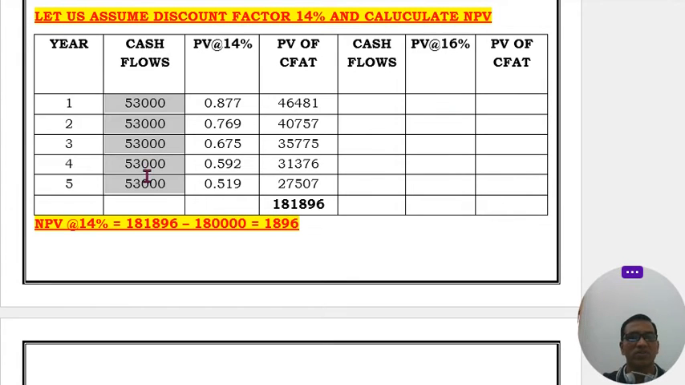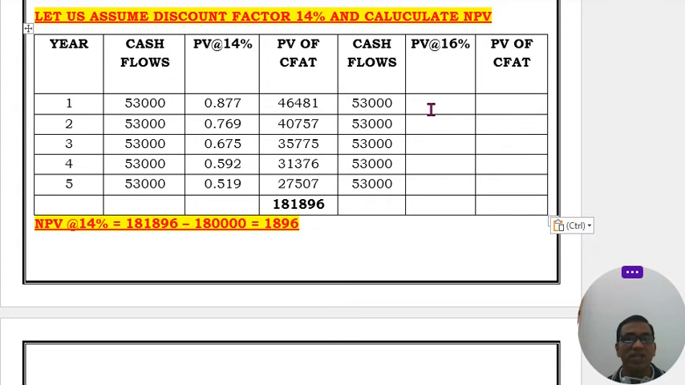What about cash flow? Same annual cash flows. When the cash flows are uniform, every year the same, actually no need of multiplying 5 times with the table. Directly you can take the cumulative value. But just to make you understand, I follow the same format in every problem. So that's why I am doing it 5 times, my dear.